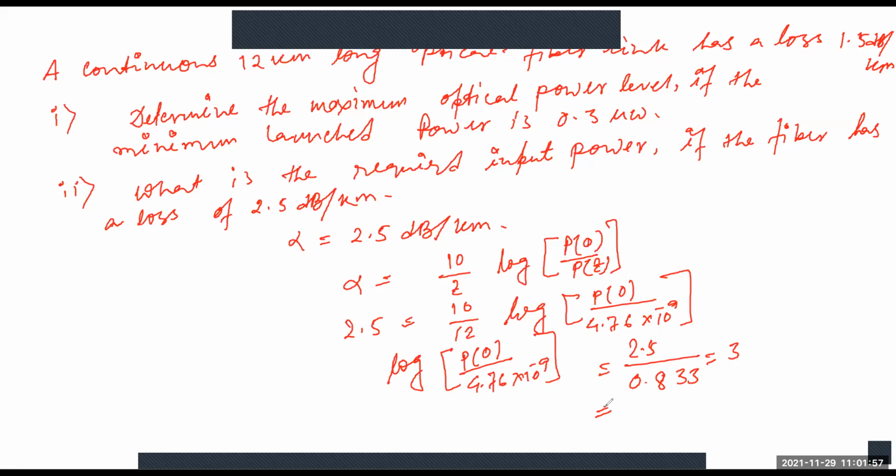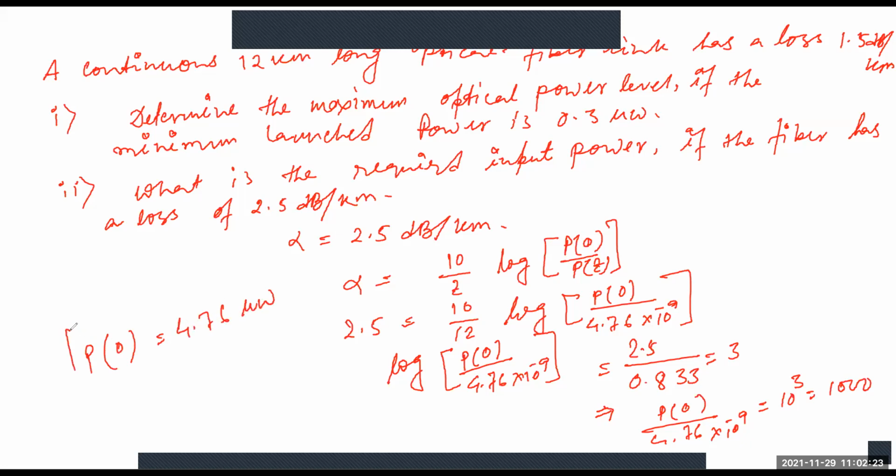So next, P naught by 4.76 into 10 to the power minus 9 equals 10 cube, or 1000. So the answer from this is P naught equals 4.76 mu watt. This is the second answer for this problem. Okay, so this type of problem you may get in your semester examination.